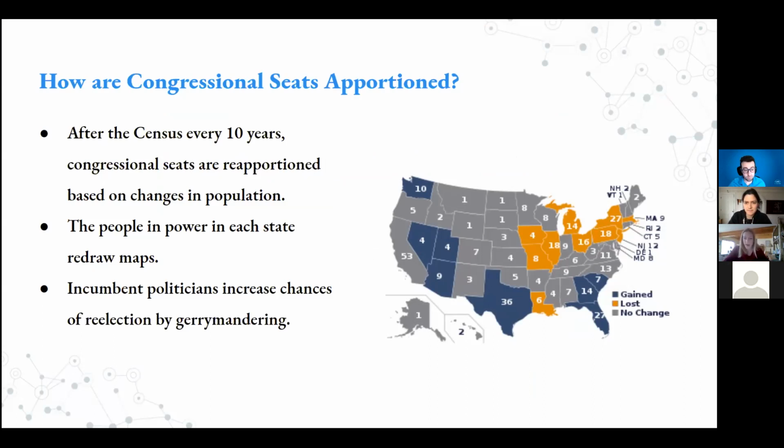So you can see in the map on the right, this shows how many representatives each state has, and since the past census, how that has changed, whether they've gained or lost population and therefore representatives. And the thing about this is that the people who are in power at that time are the ones that redraw the maps. So the incumbent politicians, the ones that are in power, can increase chances of re-election by gerrymandering, which we'll look at on the next slide.